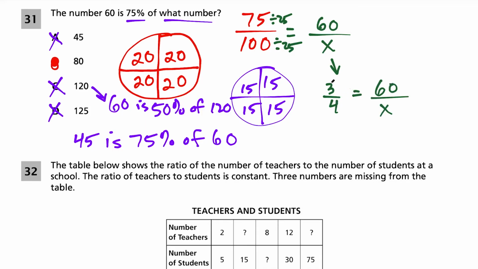And then if we look at this, we could cross multiply, or we could just think here, how do we get from 3 to 60? We would go times 20. So if we go times 20 here, we would have 4 times 20, which would give us 80. So this would be 60 over 80. The mystery value here for x would be equal to 80. So either way, choice B is our solution.